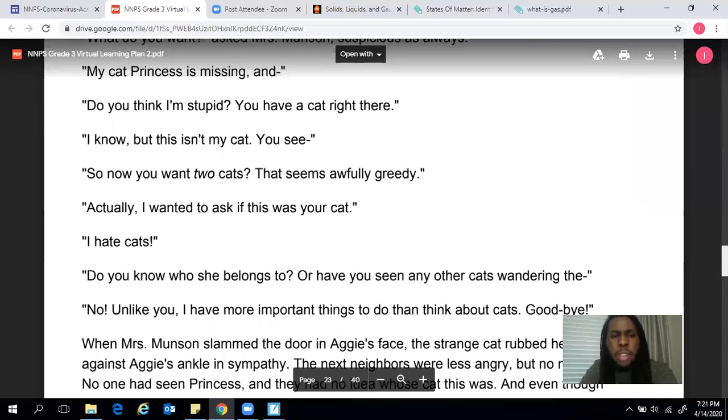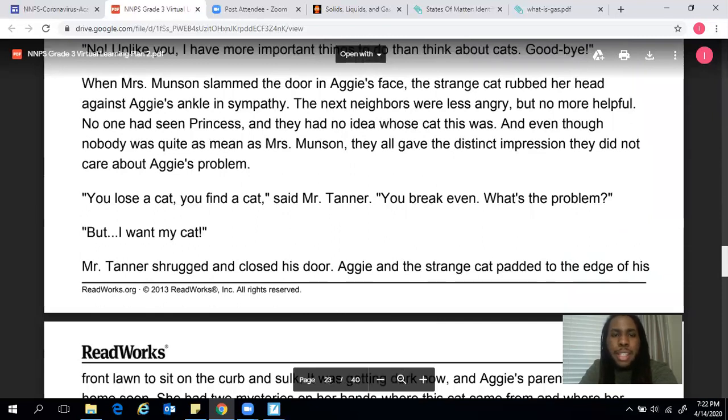"I know, but this isn't my cat, you see." "So now you want two cats. That seems awfully greedy." "Actually, I wanted to ask if this was your cat." "I hate cats." "Do you know who she belongs to? Or have you seen any other cats wandering that way?" "No. Unlike you, I have more important things to do than think about cats. Goodbye." When Mrs. Munson slammed the door in Aggie's face, the strange cat rubbed her head against Aggie's ankle in sympathy.